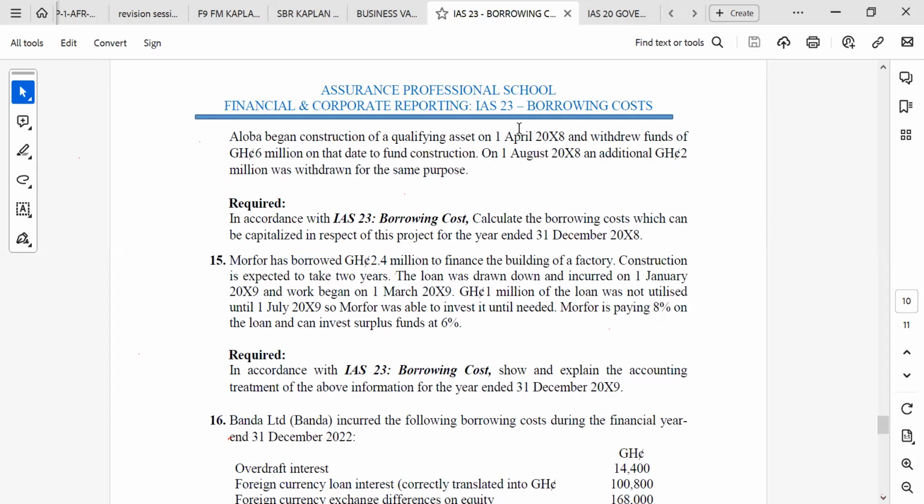20X9. All right. So when was the loan taken? January.